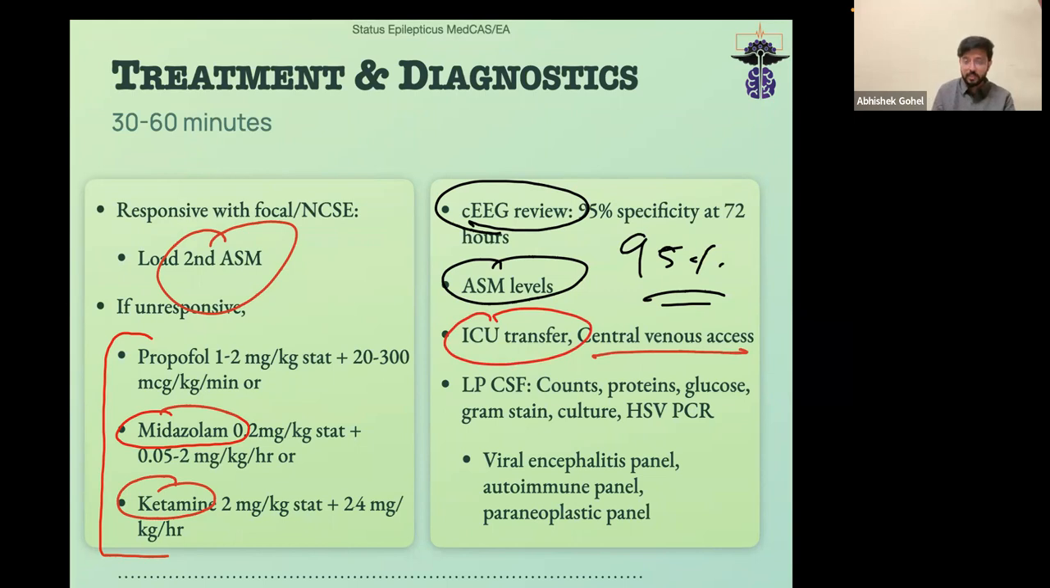Central venous access has to be done. And within 1 hour, LP and CSF has to be finished. In that, above the routine, you should ask for gram stain, culture, HSV PCR. And if it is available, you straight away order a viral encephalitis panel, autoimmune panel, and paraneoplastic panel. Meaning to say that you should keep a very low threshold for sending this in a case of status epilepticus. You will not suspect it, or you will not diagnose it, if you are not ordering the EEG in the first place.